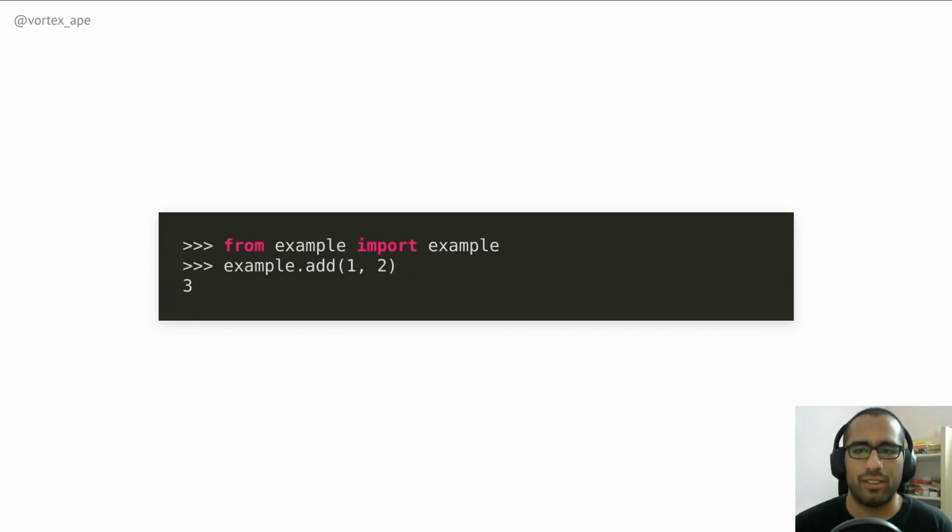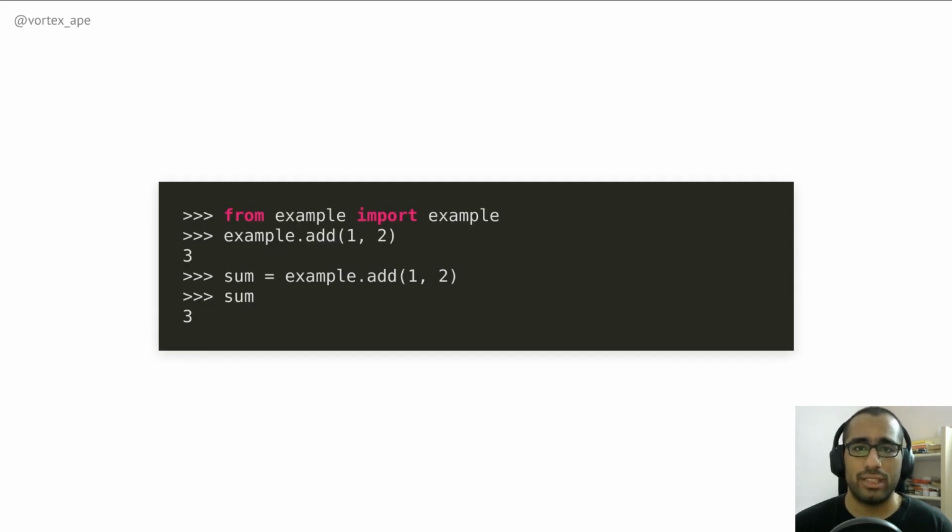And voila, we should be able to use the add callable now. We can also store its return value in another Python object, since we return it from our C function.